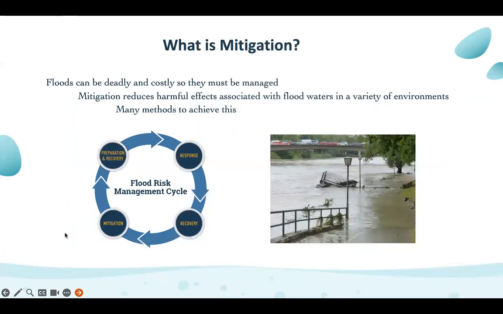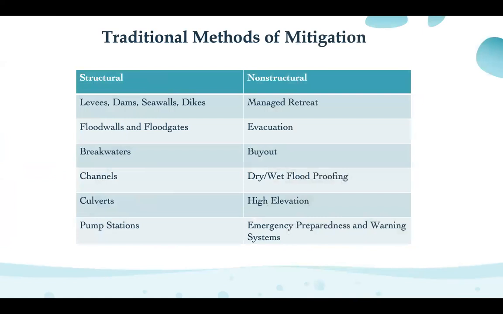So mitigation is, in general, a reduction of the harmful effects associated with something. In this case, flooding. So that would mean maybe damage done to property or human lives, even. The traditional methods of mitigation include structural and non-structural components. The structural components are what you would generally think of, like levees, dams, breakwaters, flood walls, traditional methods to just keep water out. And non-structural methods are methods that kind of indirectly deal with the problem by maybe buying residents' homes to relocate them, or building structures on higher elevations to prevent water from reaching them at all.